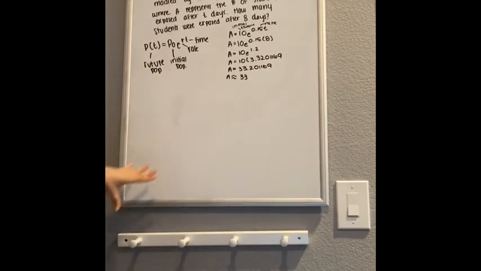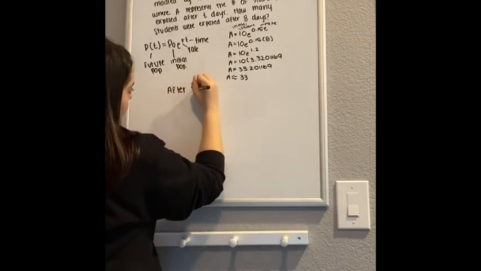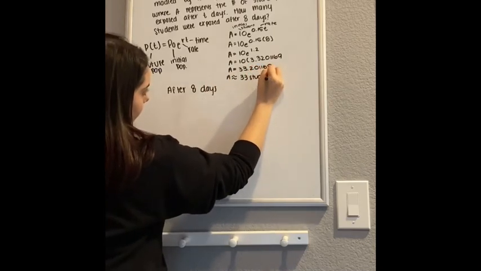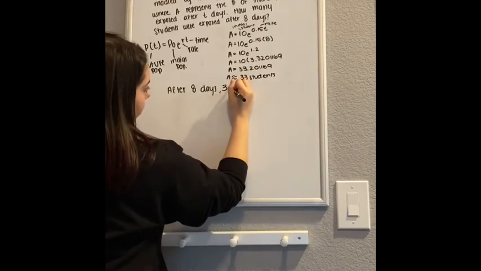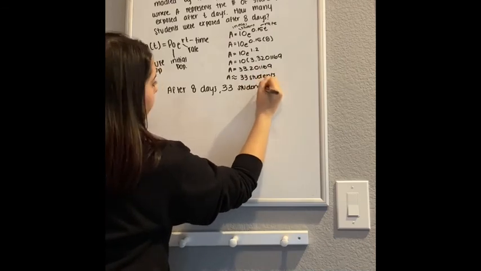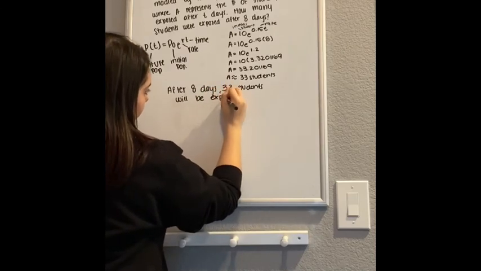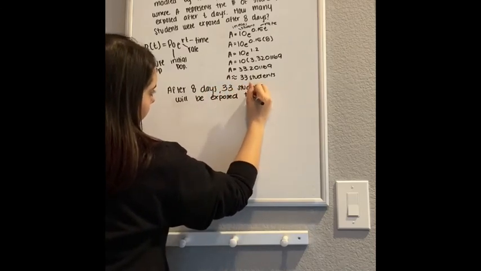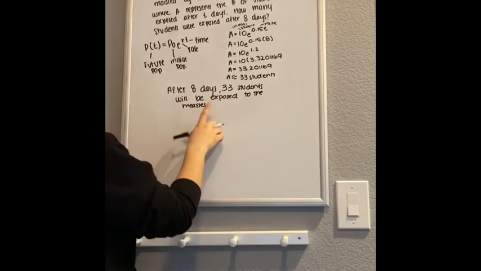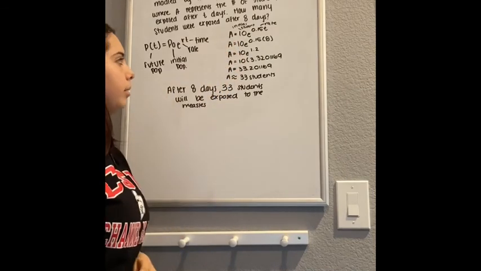So looking at our answer, now we can say that after 8 days, 33 students will be exposed to the measles. And that would be our final answer. As it applies to the problem, we know that 33 students will have the measles after 8 days at the rate at which the measles are spreading in the school.